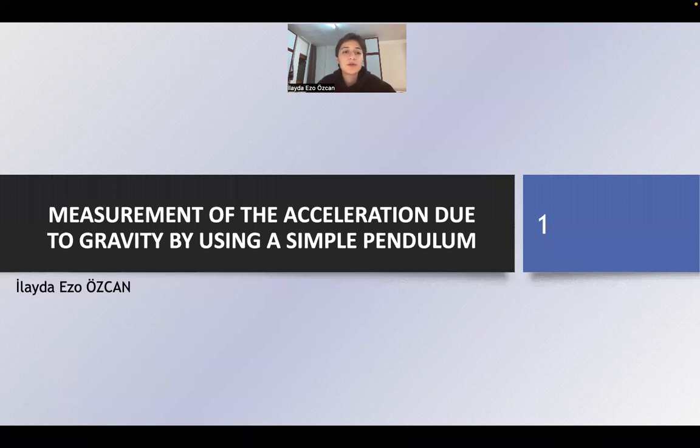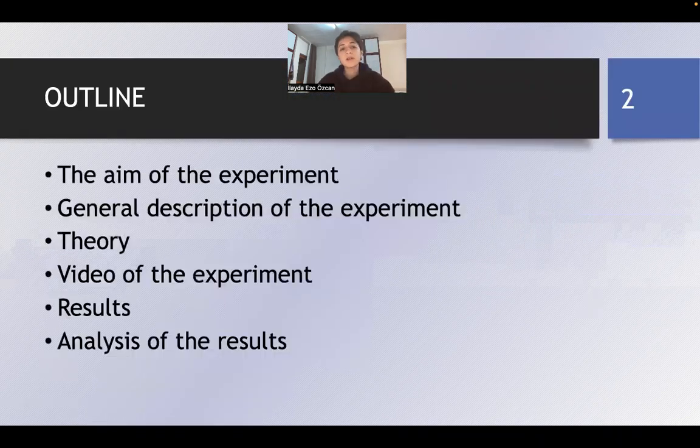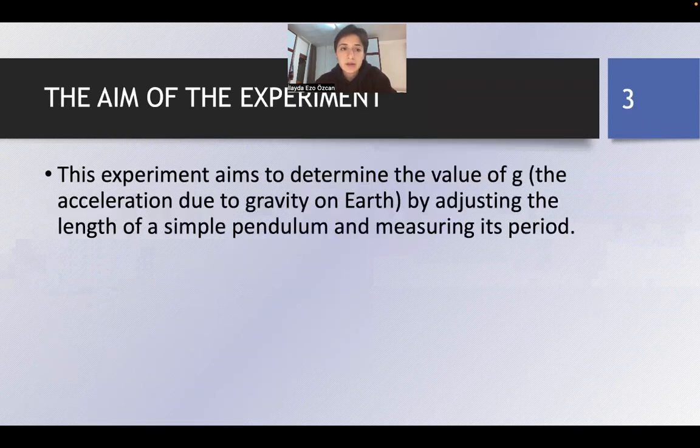Today, I'm going to present the experiment that I performed for the Physics 101 lecture, called Measurement of the Acceleration Due to Gravity by Using Simple Pendulum. First, I will talk about the aim of my experiment, and I will generally describe it to you. I will talk about the theory, show you the video and results of my experiment, and analyze the results for you.